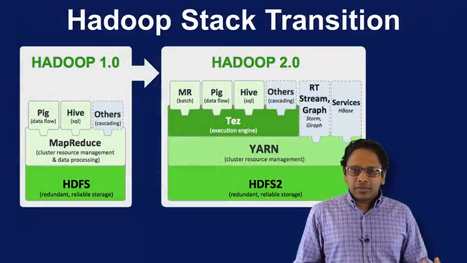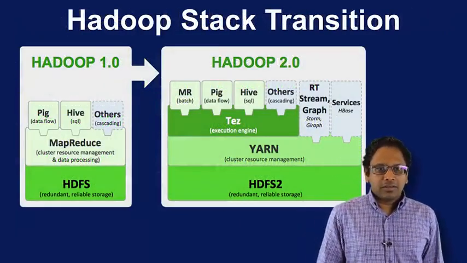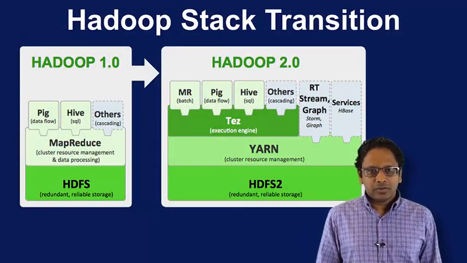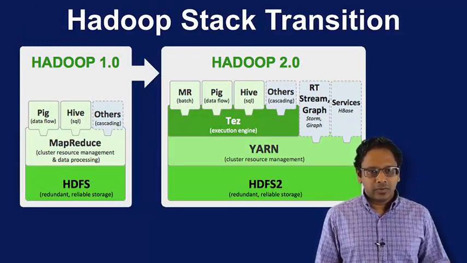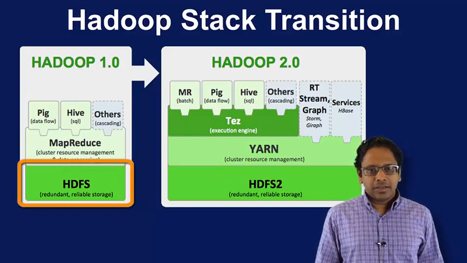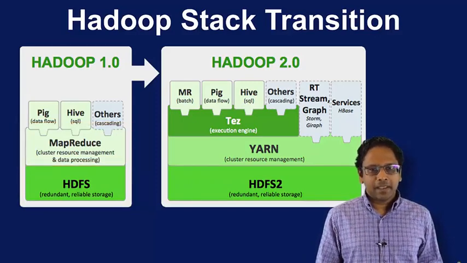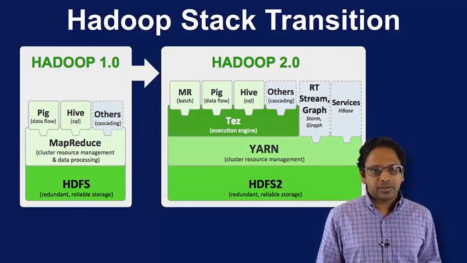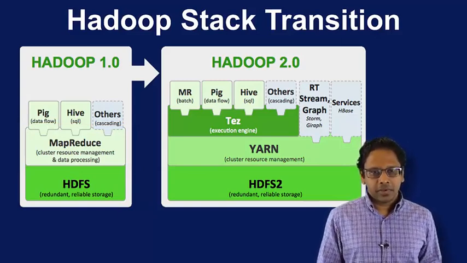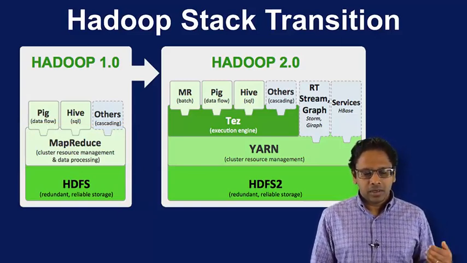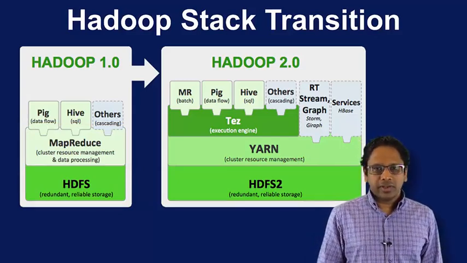And as you might have seen in the earlier module, there's been a transition from Hadoop 1 to 2. In the earlier Hadoop versions, HDFS was the storage, MapReduce was the engine that sat on top of HDFS, and all the applications like Pig, Hive, and others were all going through the MapReduce framework.